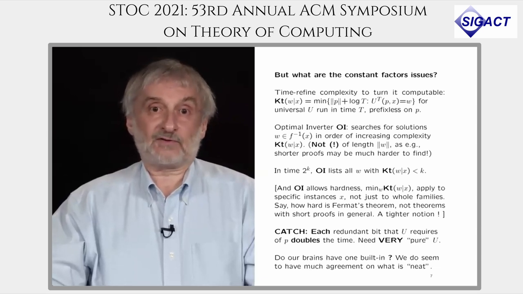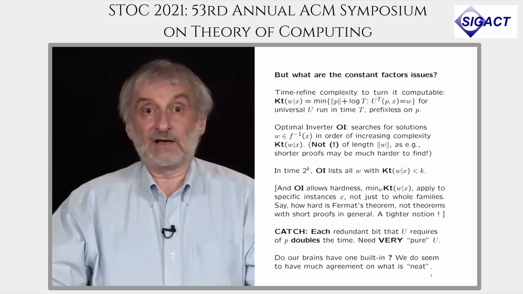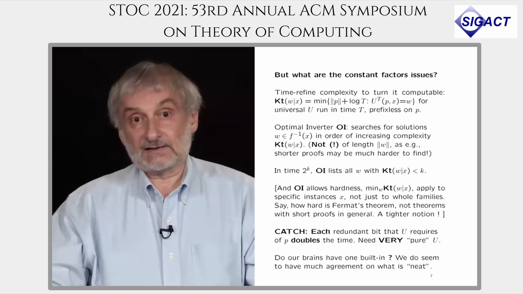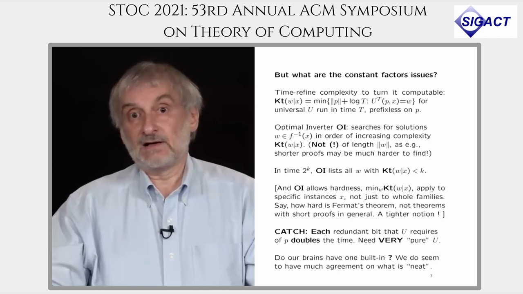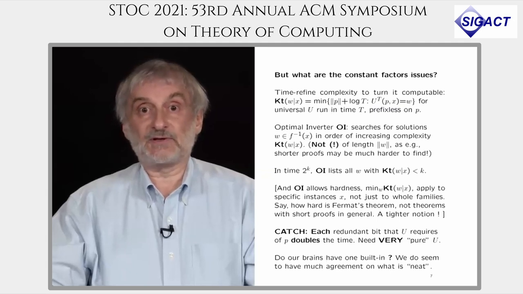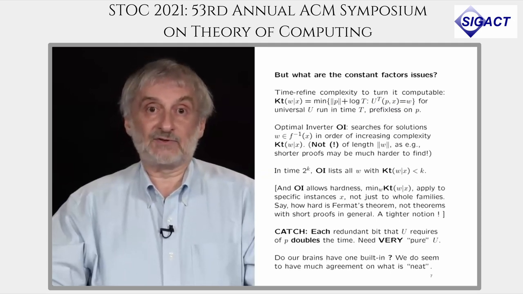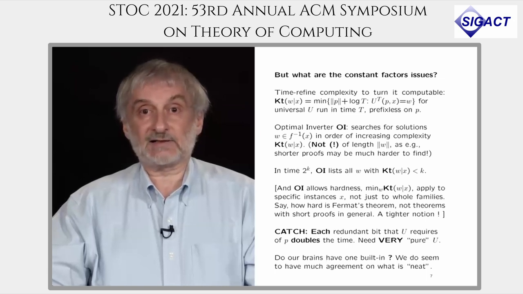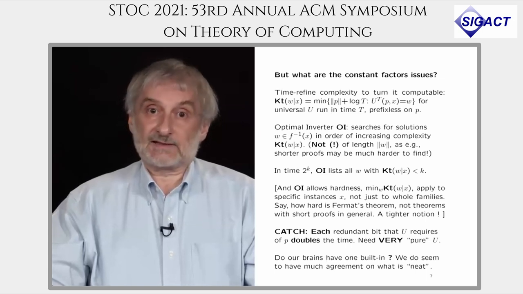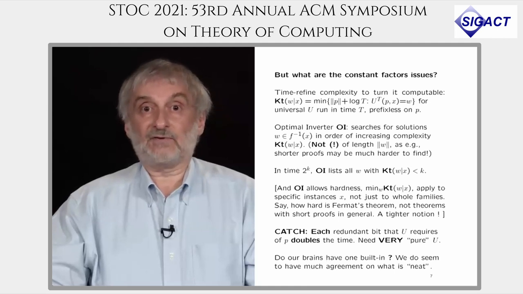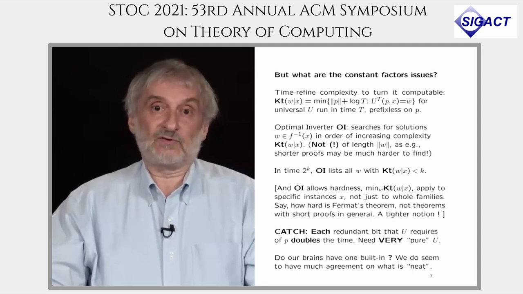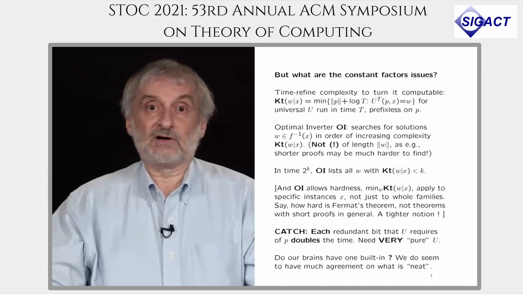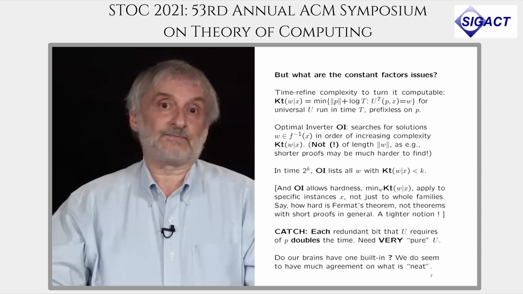We refine Kolmogorov complexity with time, making it computable. The time-refined complexity, KT, of W given X, considers all prefixless programs P, by which the universal algorithm U generates W from X in time T. That time includes running F on W to check that the result is X. KT is the minimum of the length of P plus the logarithm of this time T.